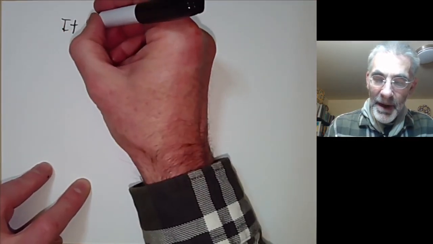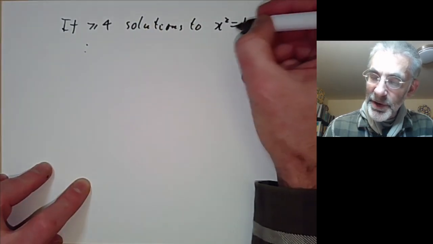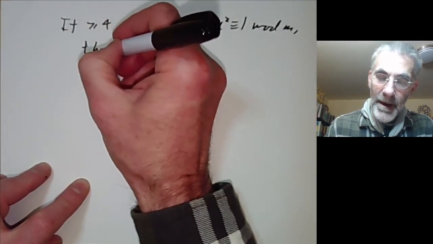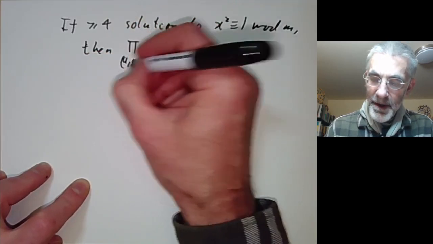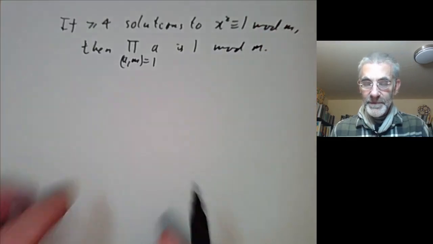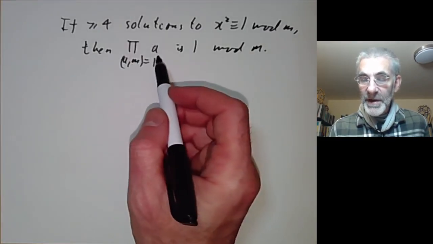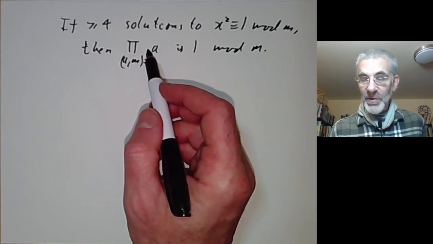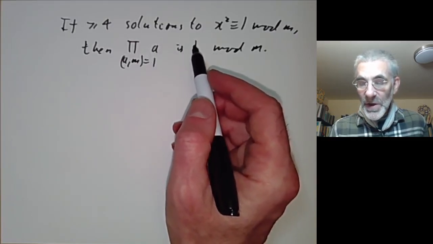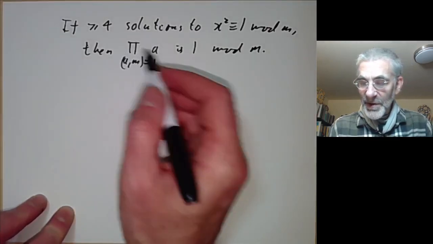I'll just finish by saying a little bit about another leftover problem we had, which says that if there are greater than or equal to 4 solutions to x squared equals 1 mod m, then the product over a mod m, a being coprime to m, of a, is just 1 modulo m. In fact, this is a special case of what happens if you take the product of all elements of any finite abelian group. The product is 1 unless there's a unique element of order 2, in which case the product is the unique element of order 2. And anyway, we're just really doing this case here.